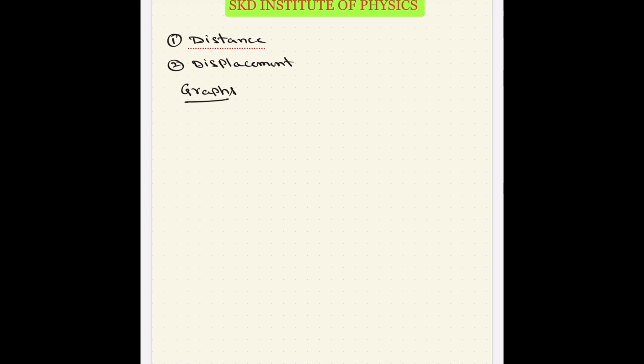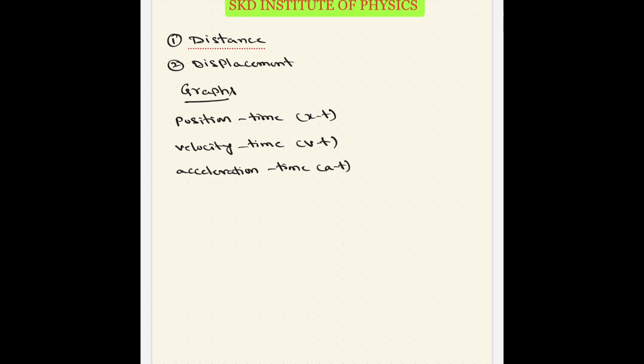In these graphs, the first one I am going to discuss is the position-time graph, that is the x-t graph, and the second one is the velocity-time graph, that is the v-t graph. Clear? And the third one is the acceleration-time graph, that is the a-t graph.